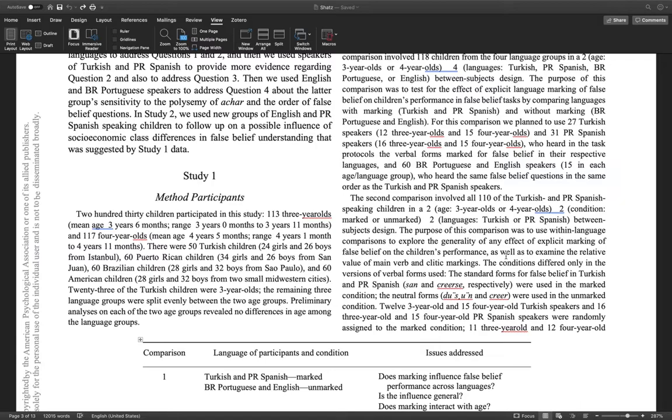So when I'm looking at this comparison, they're looking at the clitique and the verb. I'm less interested in that. The standard forms for false belief. There you go. Yeah, we got that. The conditions differed only in the versions of verbal forms used. The standard forms for false belief in Turkish and PR Spanish, respectively, were used in the marked condition. The neutral forms were used in the unmarked condition. So now they got the neutral form. They explained that to you before. I think I might know that. That's the neutral form versus the false belief form. And they're going to compare those two to each other.